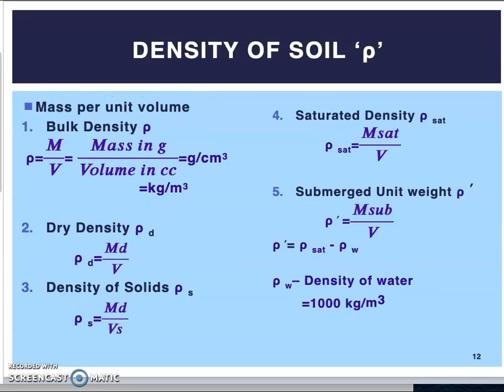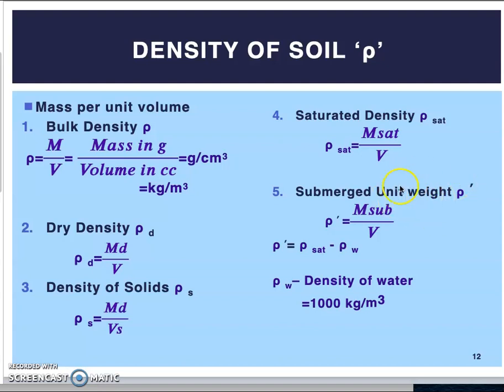Okay, so the next property is density of the soil, designated as rho, the Greek alphabet rho. From our previous years, we know what density is: mass upon volume. What are the units? Grams per cc, grams per centimeter cube. Also, it can be written as kilograms per meter cube. Now, density can be of 5 different types: bulk density, dry density, density of solids, saturated density, and submerged density.